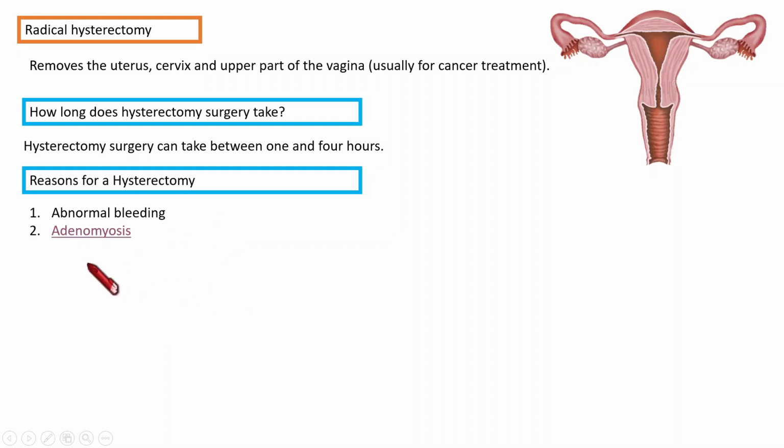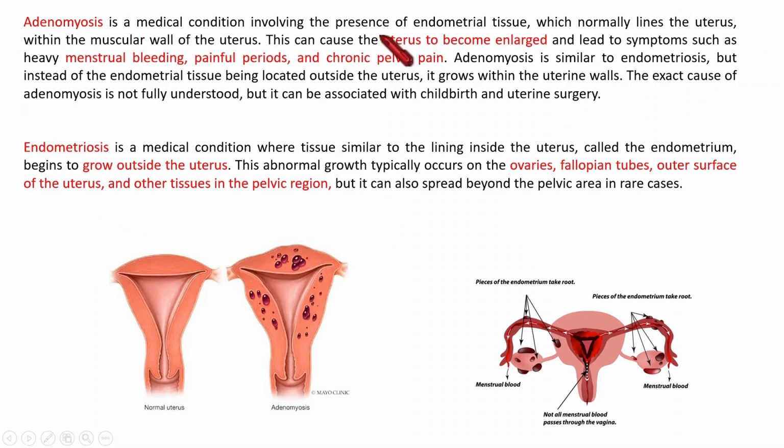Then adenomyosis. Adenomyosis is another critical situation in which the endometrium, we know it is the lining of the uterus, and those endometrial tissues start to be present in the muscular wall of the uterus, and that may lead to excessive severe bleeding and pain in the pelvic region. So that is adenomyosis. It leads to heavy menstrual bleeding, painful periods, like that.